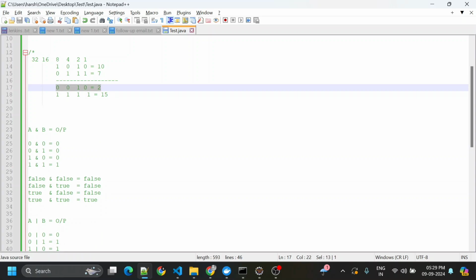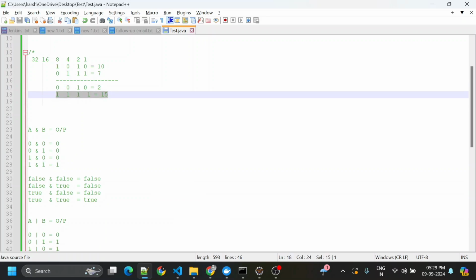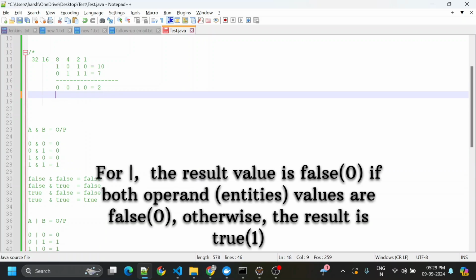Okay, so if we do 0 and 1, the answer is 0, right? I told you anywhere it's 0 with 2, then we got 0. 1 and 1 is 1, 0 and 1 is 0, 1 and 0 is 0. So we got only 1 under the 2, then the answer is 2.